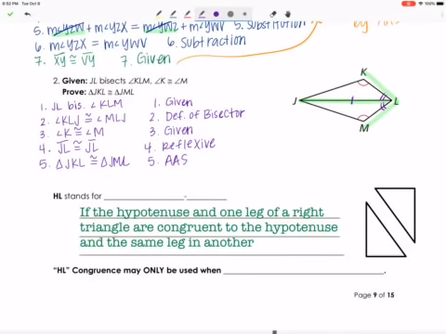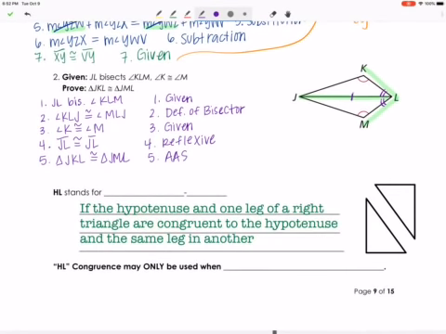All right, so the last of our shortcuts is HL, which stands for hypotenuse leg. If we think about those two terms, the hypotenuse and the leg, those two terms are only present if we have a right triangle. So for HL, we're saying that the hypotenuse and one of the legs has to be congruent to the same sides in another. So again, we can only use hypotenuse leg if we have right triangles.